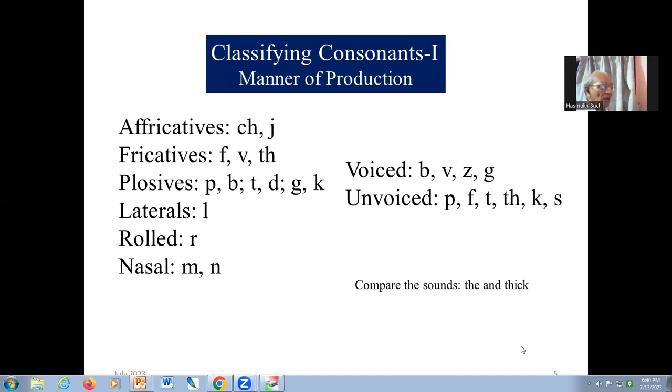Or it is not that forceful. It is not like an explosion. Then it is a fricative. And there is some friction between the articulating elements, like the lip and teeth, as for example. Affricative is intermediate. Nasal is easier. The air has to pass ultimately through the nostrils.